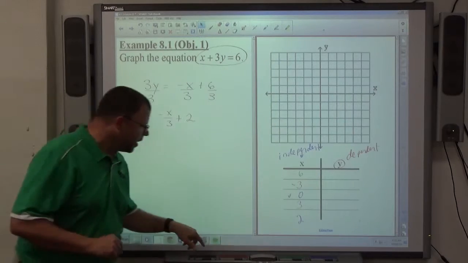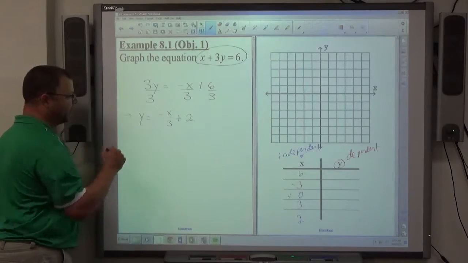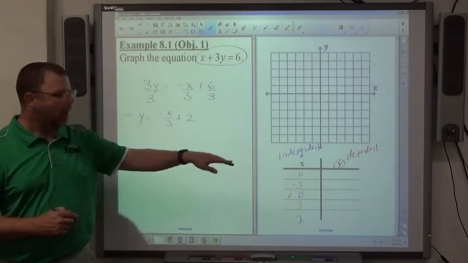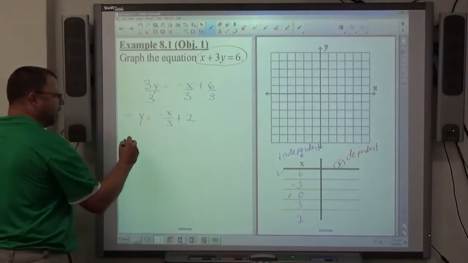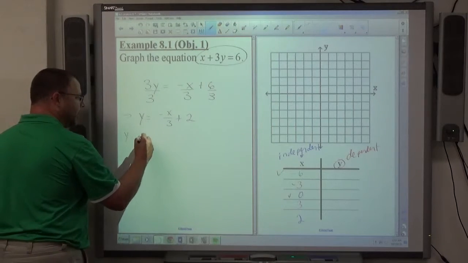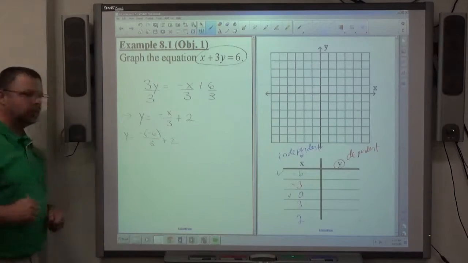All right? So if we go on to get the answers for this. So here's my equation every time. This is how I find y off of x. I go to one of my x's. I'm going to go to negative 6 first. And I'm going to say y equals negative 6 over 3 plus 2. What?